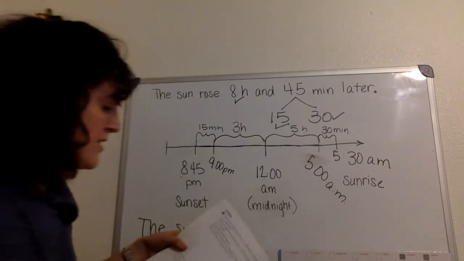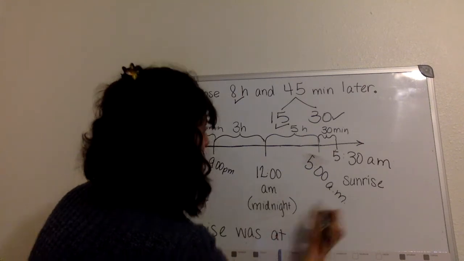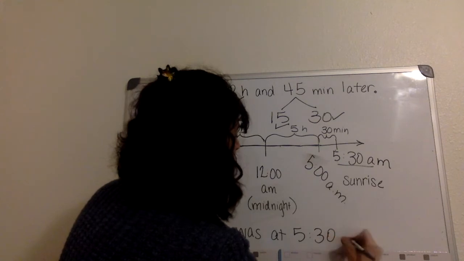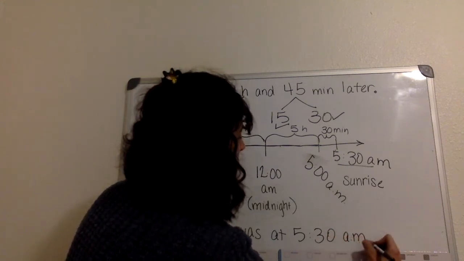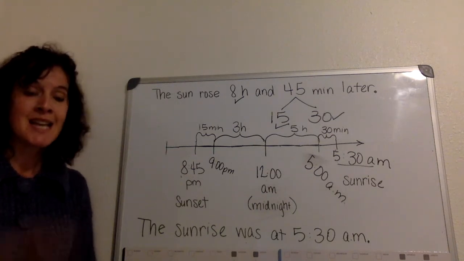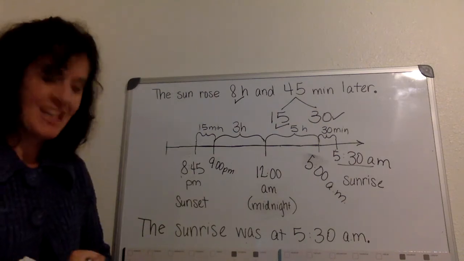So the sunrise was at 5:30 a.m. There we go. So you can see it's really nice to use these timelines. It helps you kind of put your mind around it and really get a grasp on it.